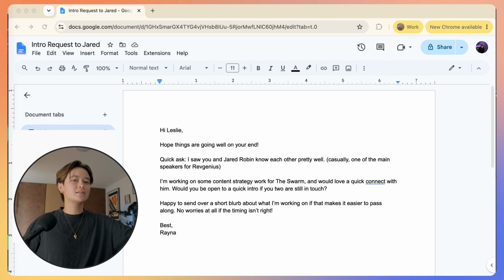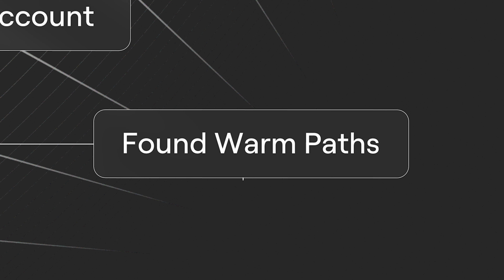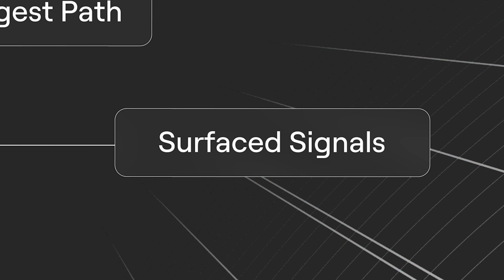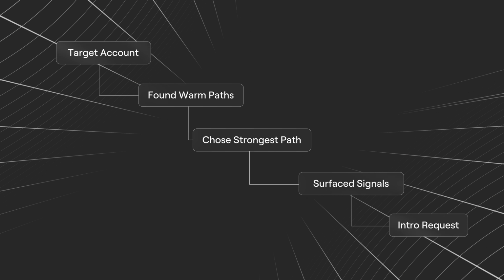So let's go ahead and let's recap what we just did. We took our target account and then we found every warm path into it through our team's network. We compared the paths and we chose the strongest one. We used Claude to surface the right signals. And then I wrote an intro request that actually respects everyone that's involved.